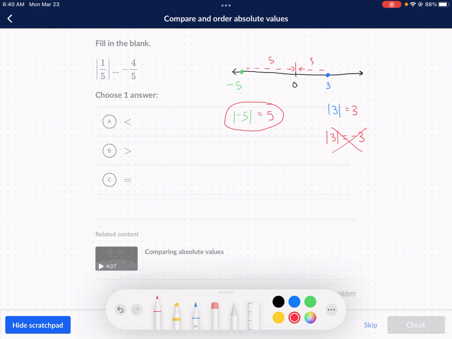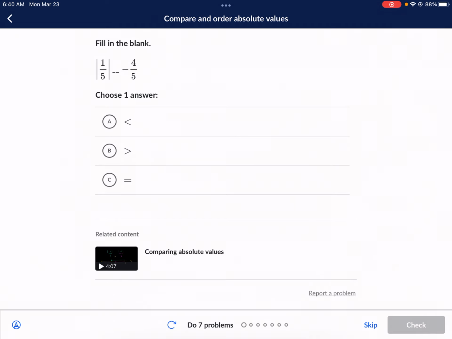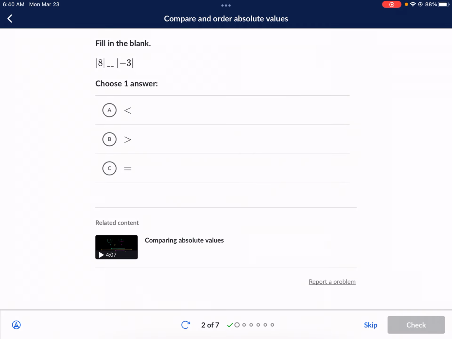So now that we understand that, we should be able to take on this problem. So here we're looking at 1/5 absolute value, which we know is just equal to 1/5, and then we have -4/5. Well, this one's negative and that one's positive. So if we're talking about which one's bigger, the positive is bigger. So this one, the alligator needs to eat the bigger number. 1/5 is our answer, so we need the alligator to eat the 1/5. We'll move on.